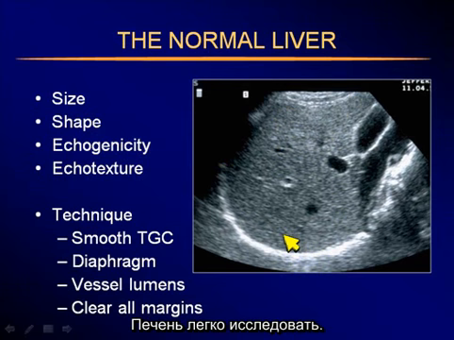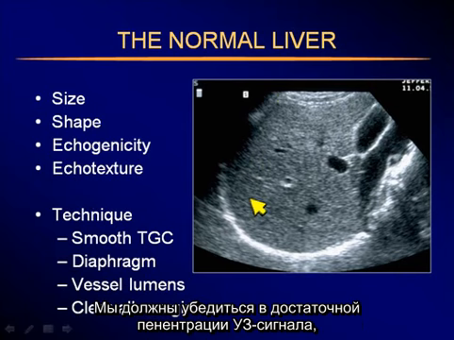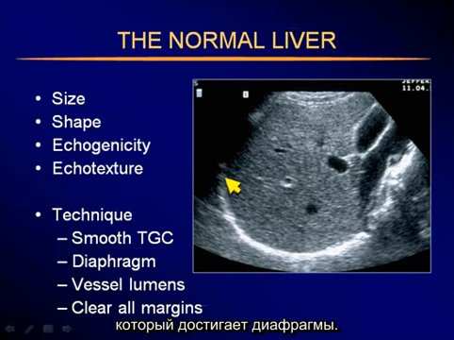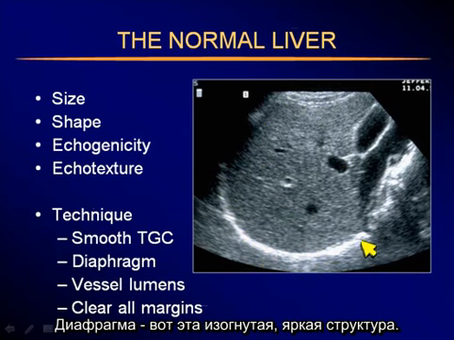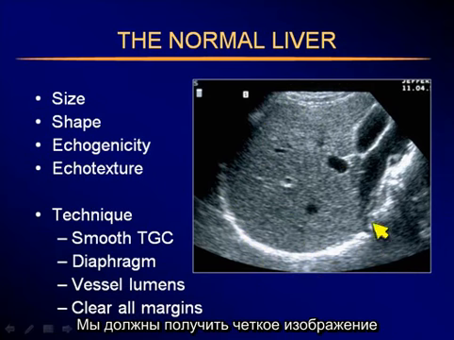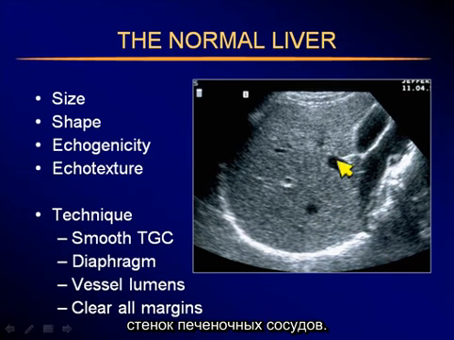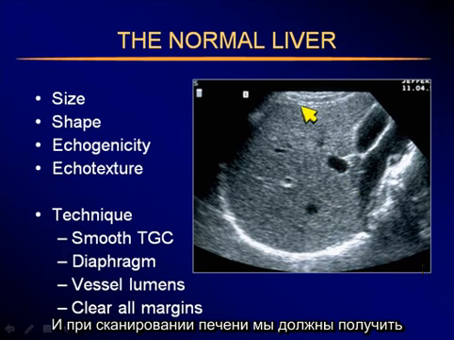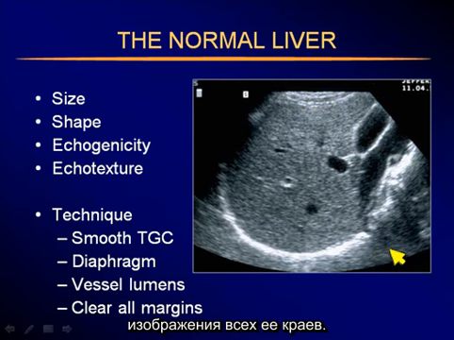The liver is very susceptible to technique. We have to make sure that we have a nice, smooth TGC curve. We want to make sure that the penetration goes all the way back to the diaphragm. Here is this curvilinear bright structure. We would like to have the vessel walls and vessel lumens clear of extraneous echoes. And when we scan the liver, we want to make sure that we clear all of the margins of the liver.